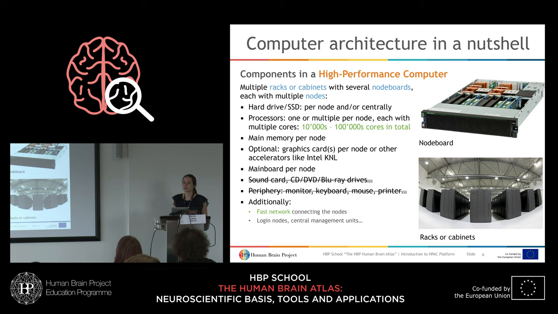What supercomputers have in addition to a normal computer is a very fast network, because somehow these nodes have to talk to each other. If you simulate a neural network across multiple nodes, of course they somehow have to exchange information. And the network is also the very expensive part of a supercomputer. And there are special node types, for example login nodes: you log into such a login node, and that then spawns your job across the system. There are also management units for the administrators to check which node is broken, for example. Because you can imagine that when you have hundreds of thousands of cores, sooner or later some of them will break.